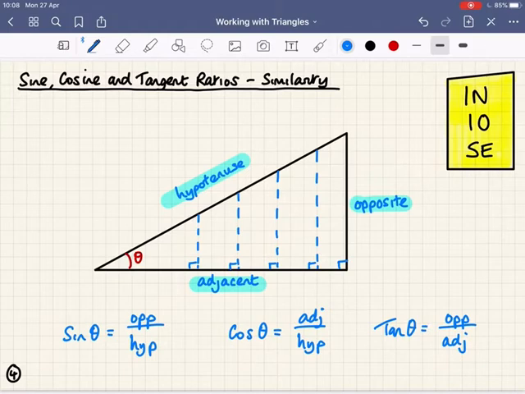So really critical that you can label the sides correctly so you know which particular ratio is the one that's going to be useful to you in finding out more about this triangle. Let's do a few simple examples just to show you how to work out missing sides and how to find out missing angles using the appropriate ratios in a right-angled triangle.